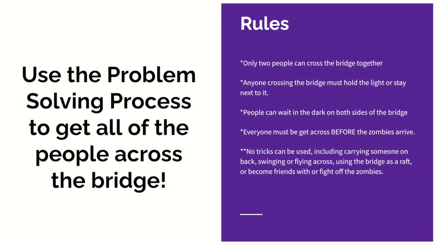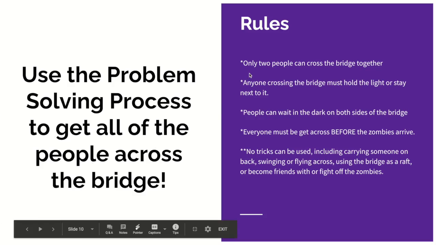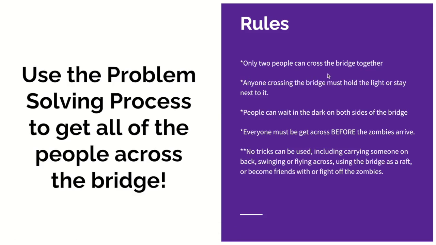Alright, now that you've seen the video and you've seen what exactly you have to do, let's review the rules. So you're going to use the problem-solving process to get all of the people across the bridge. Remember, only 2 people can cross the bridge together. If you have 3, the bridge will fall. Anyone crossing the bridge must hold the light or stay close to it. People can wait in the dark on both sides of the bridge. Everyone must be across the bridge before the zombies arrive. If you don't, the bridge will fall with the zombies on it.